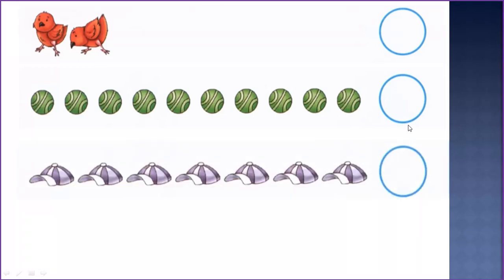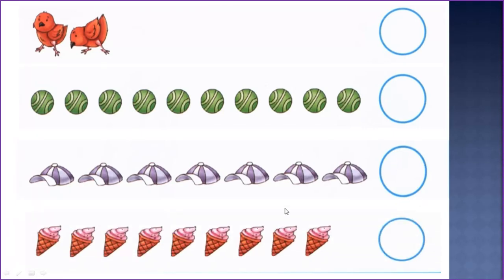Okay. Cap. Do you wear caps? Cap saves you from sunlight. Okay. One, 2, 3, 4, 5, 6, 7. How many caps? 7 caps. You have to write here 7.